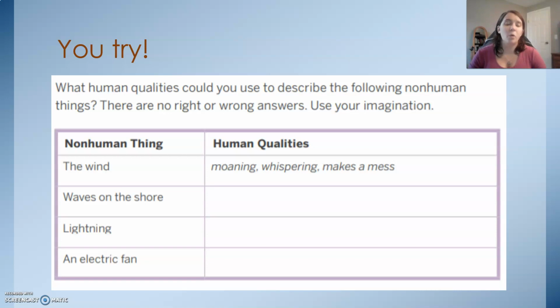So what human qualities could a wave on the shore have? What human qualities can lightning have? And what can an electric fan have? It's very important to use your imagination because you have to think about what qualities it would have.